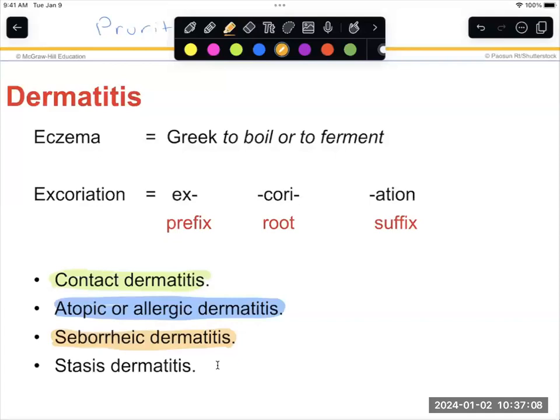And then we also have stasis dermatitis. Stasis dermatitis happens in the lower leg. It's when varicose veins slow the return of blood, and so blood starts to accumulate in those vessels. Because of that swelling of blood, it interferes with the nourishment to the skin, so the skin isn't getting enough blood to get enough oxygen and nutrients to survive.